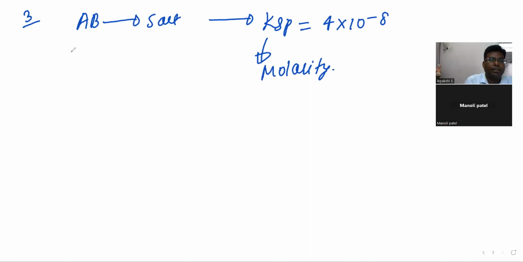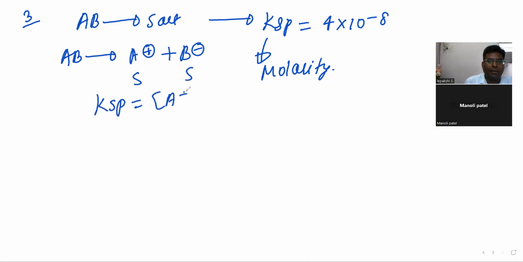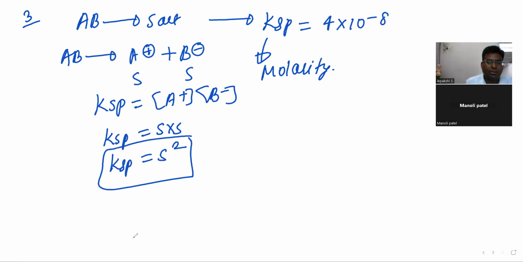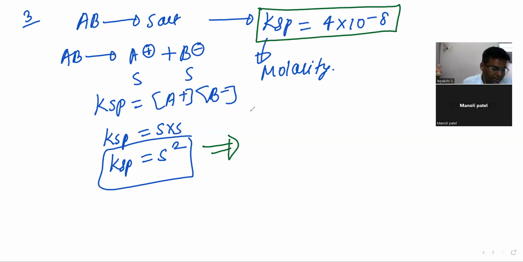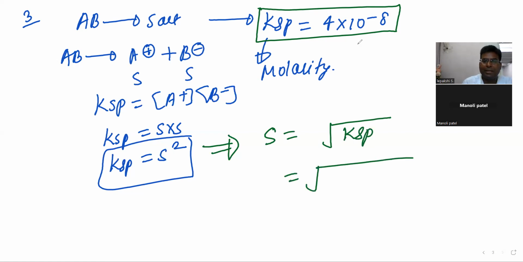As we know, when AB dissociates, it forms A plus and B minus, so this is S, this is S. The solubility product is the concentration of A plus into the concentration of B minus, so it will be S into S. That is the solubility product, so Ksp equals S square. Now we know the solubility product, we have to find S, that will be the concentration. So S is the square root of the solubility product. We know the value of Ksp is 4 into 10 raised to minus 8.